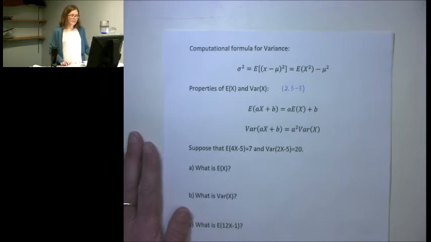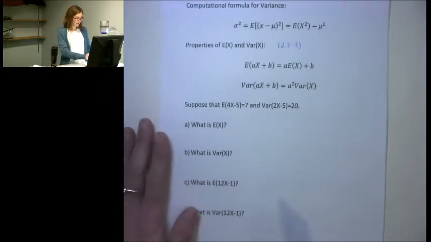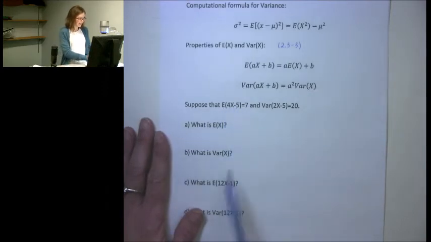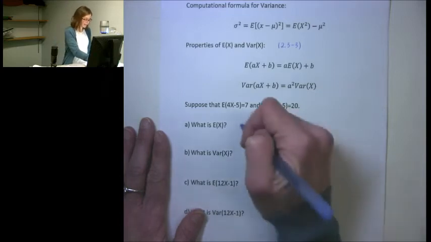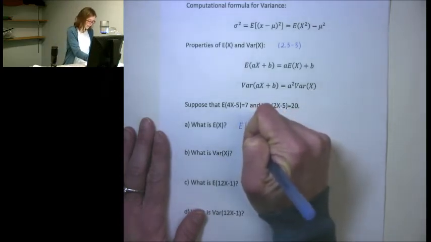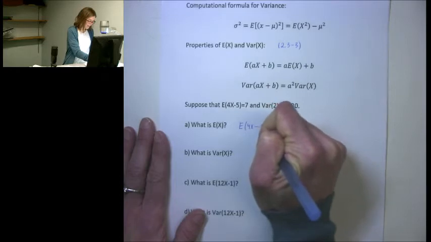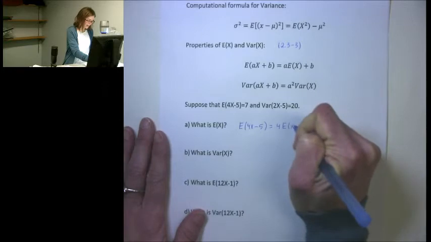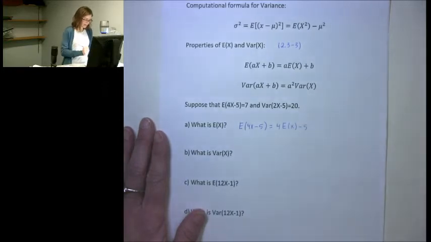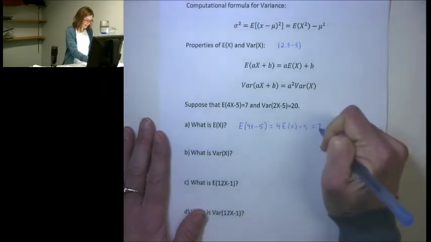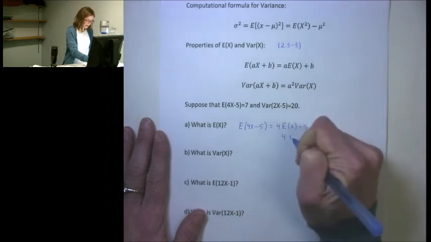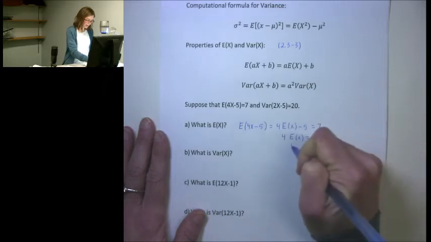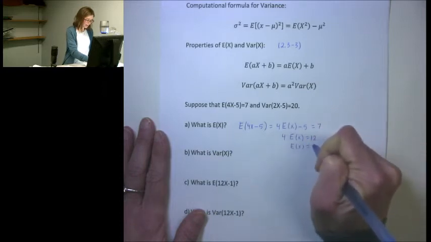But just in terms of using them, I'm going to do a quick example. If we have the expected value of 4x minus 5 equals 7, and I want to find the expected value of x, I know that the expected value of 4x minus 5 is equal to 4 times the expected value of x minus 5. That must be equal to 7, which means that 4 times the expected value of x is equal to 12. So the expected value of x must be equal to 3.